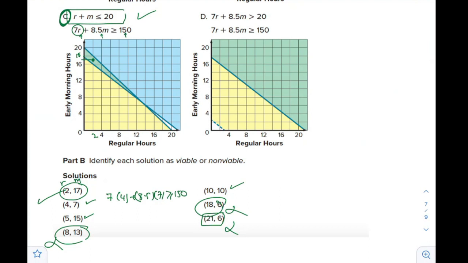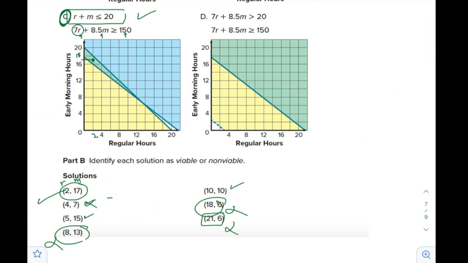Let's check whether it's more than or equal to 150. 7 by 4, 28, plus 8.5 times 7, which is 59.5. And it is very clear that it will not add up to 150 at least. So this is wrong. Let's check the next one.